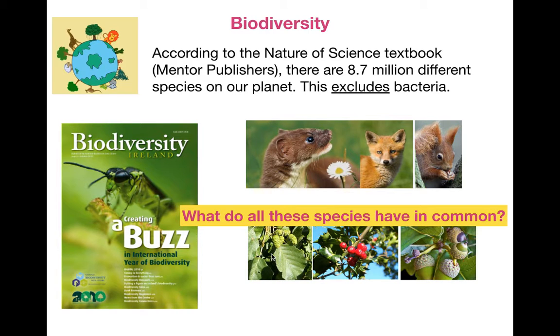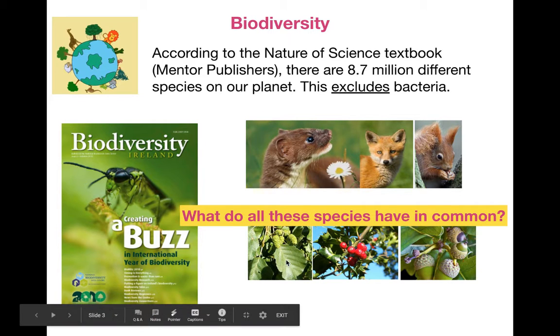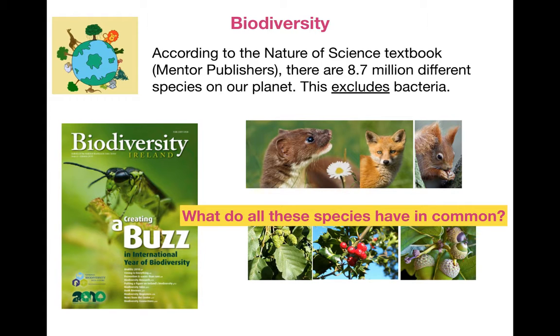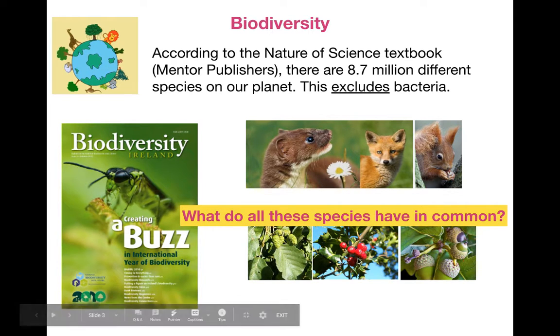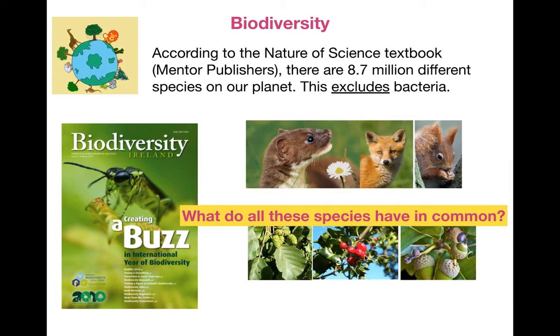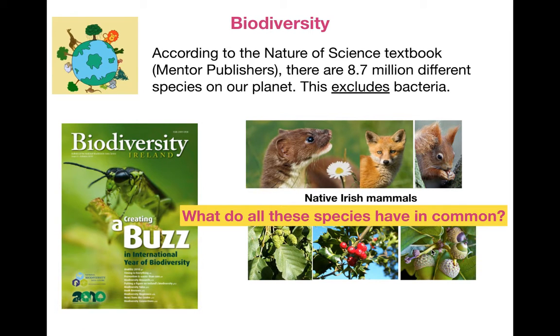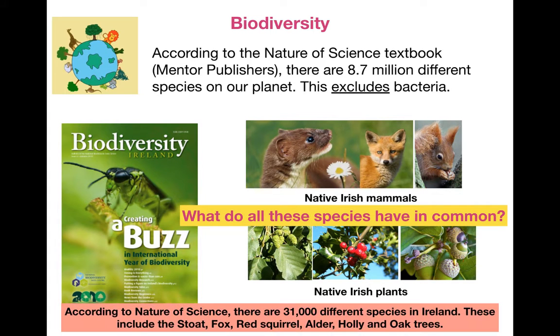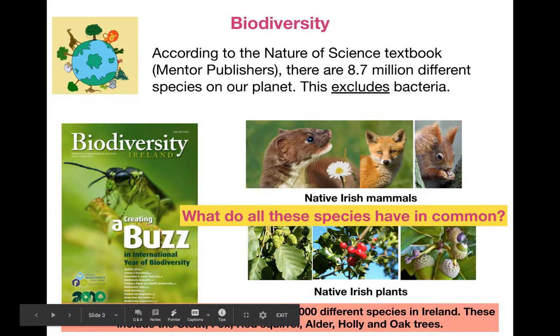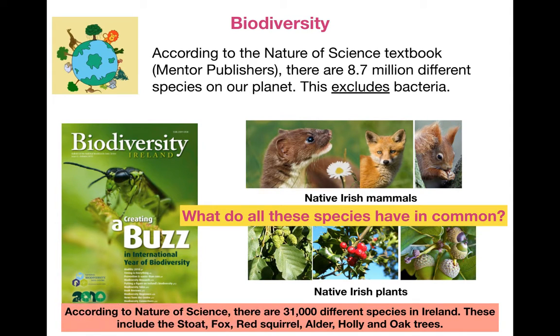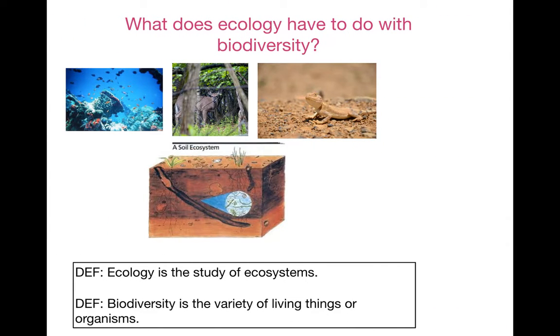And down here, then we have alder, okay, which is a type of tree. You know it by its seeds. We have holly, which produces these red berries, which are really important for birds over the winter. And then we have acorns. So, in other words, we have an oak tree there, which again is another tree that would be native to Ireland as well. So, in the nature of science, it says here that we have 31,000 different species in Ireland, and that would include the animals and plants, but it doesn't include insects. We have a lot more insects than that.